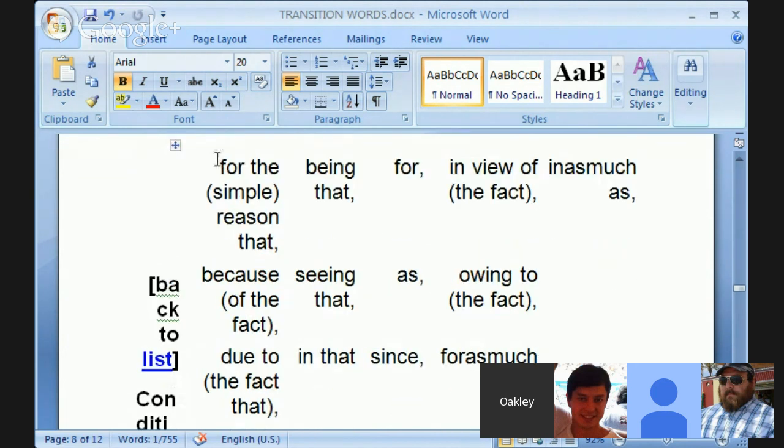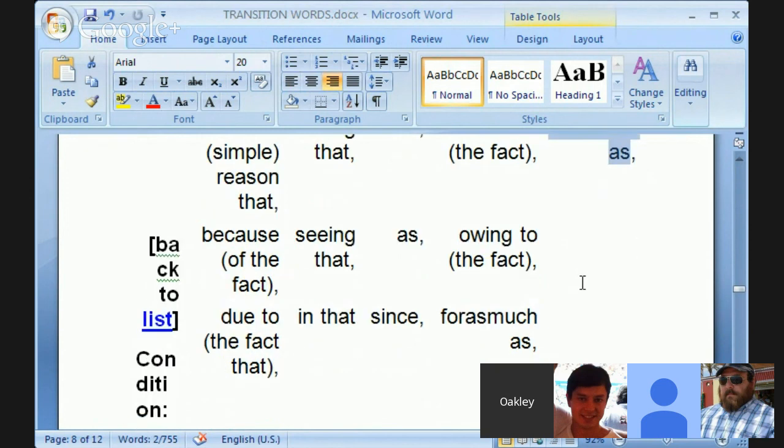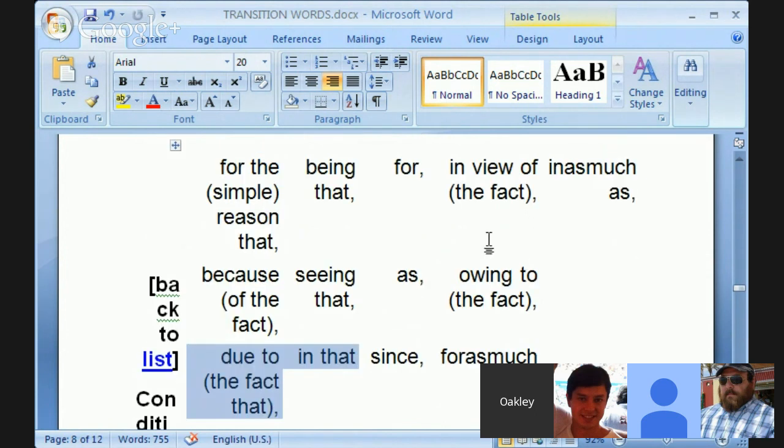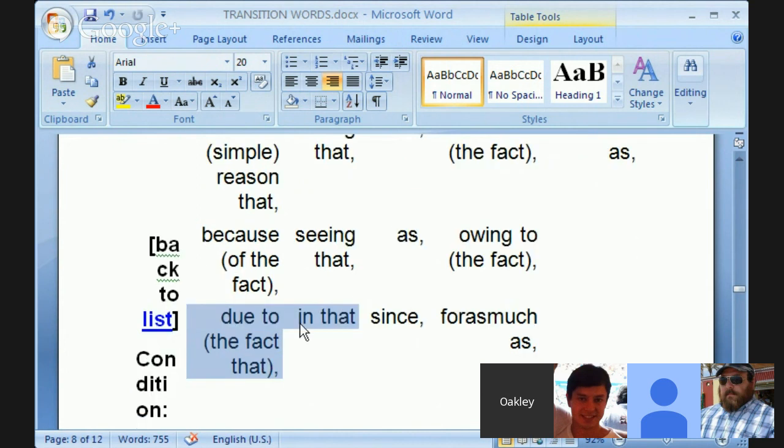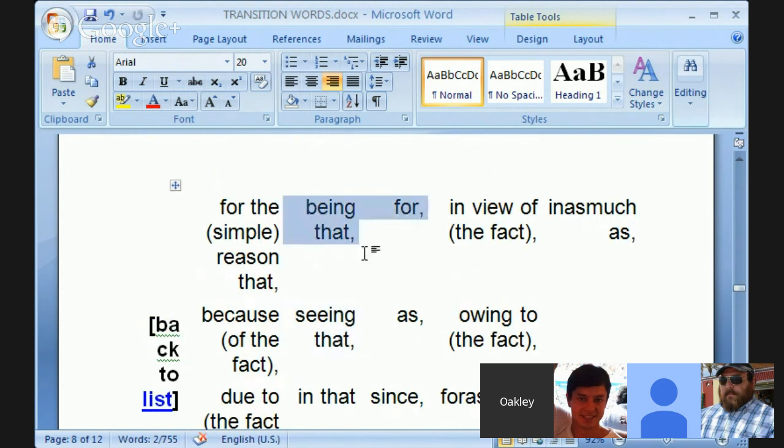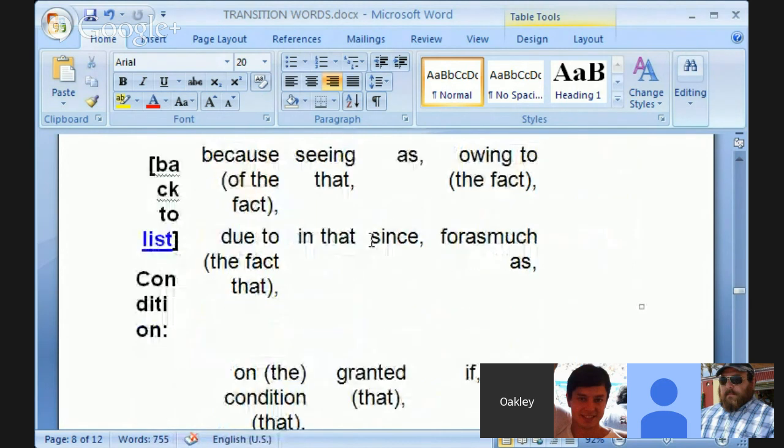Here's some more. For the simple reason that he was late 20 times, inasmuch as, well, there's one you may not be familiar with. Notice how many of these use either the fact, due to the fact, owing to the fact, because of the fact. All right. Or sometimes that. Seeing that he was late 20 times, being that he was late 20 times. Or obviously we can use since.